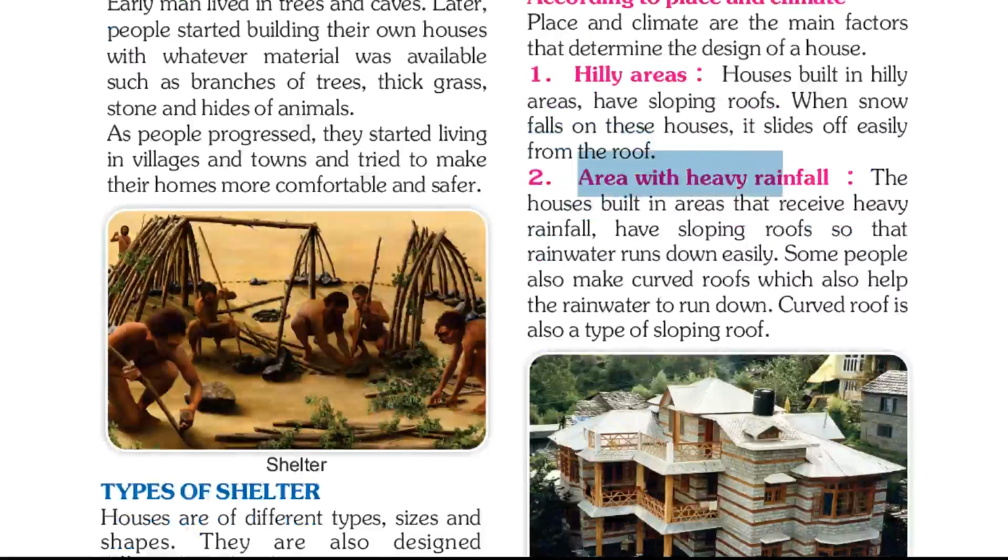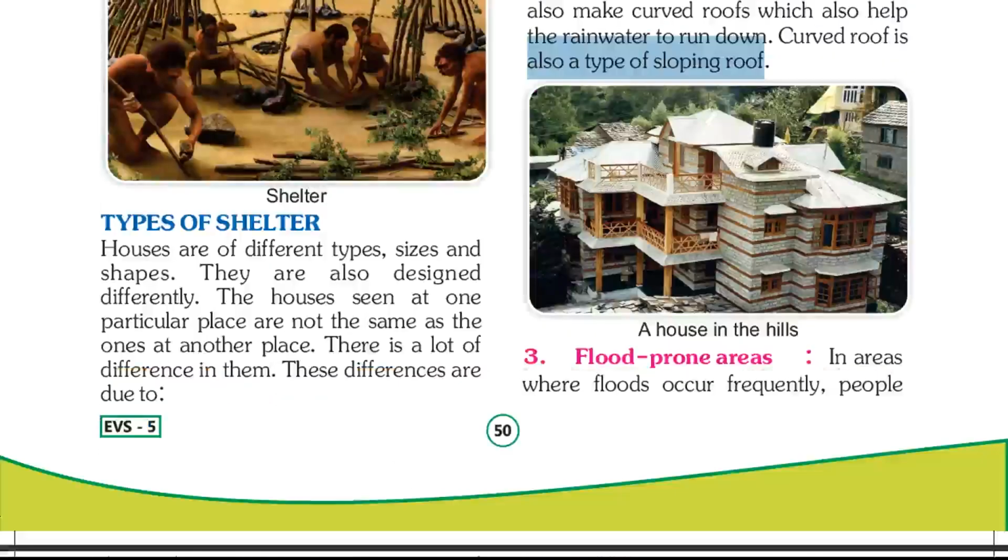Area with heavy rainfall. The houses built in areas that receive heavy rainfall have sloping roofs so that rainwater runs down easily. Some people also make curved roofs, which also help the rainwater to run down. A curved roof is also a type of sloping roof.